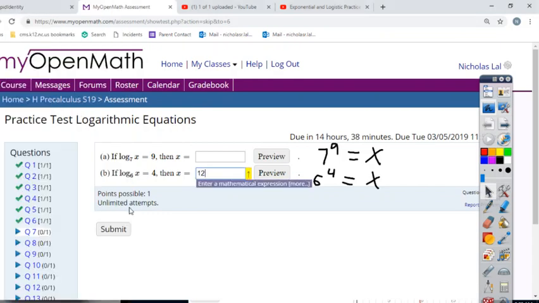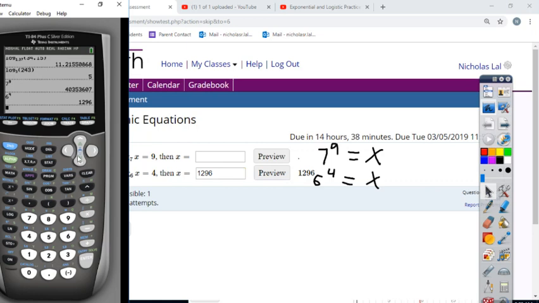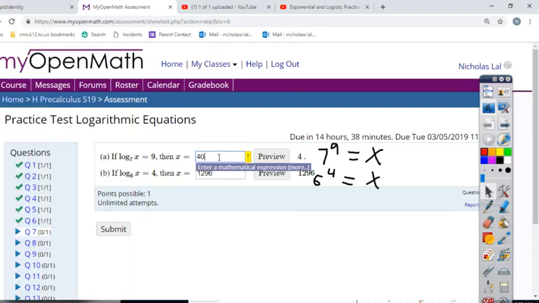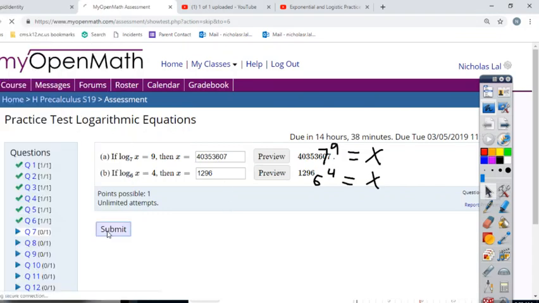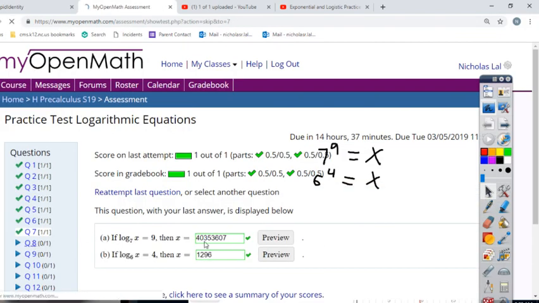So I have 1296 for that one. I don't want to get that wrong. So that's going to be 40,353,607. Let me look at my calculator just to make sure I get that right. 40,353,607. Submit. Got that right? Continue.